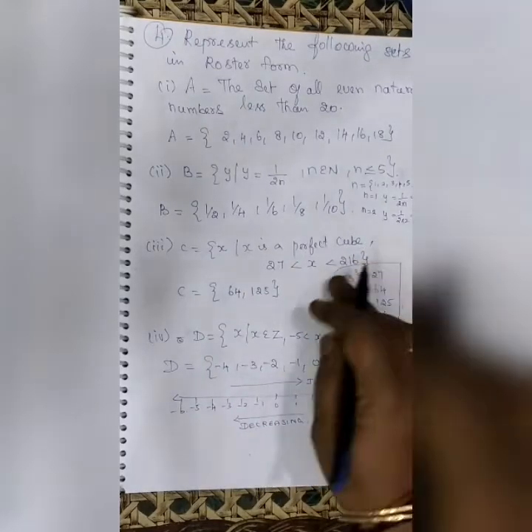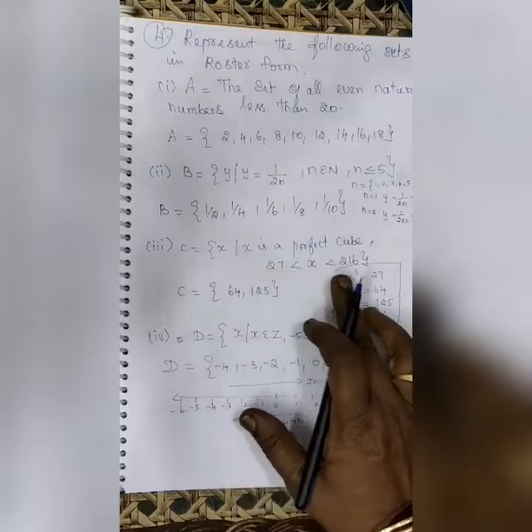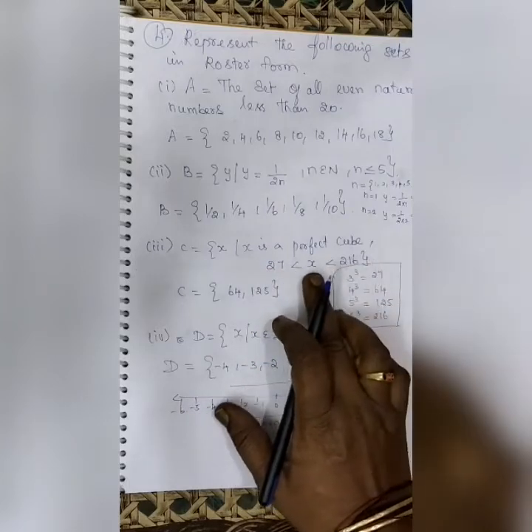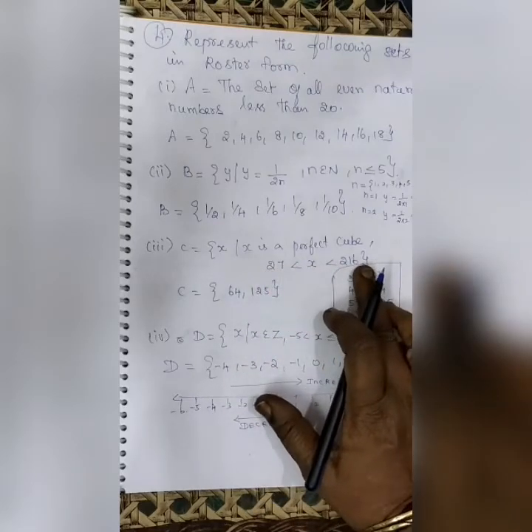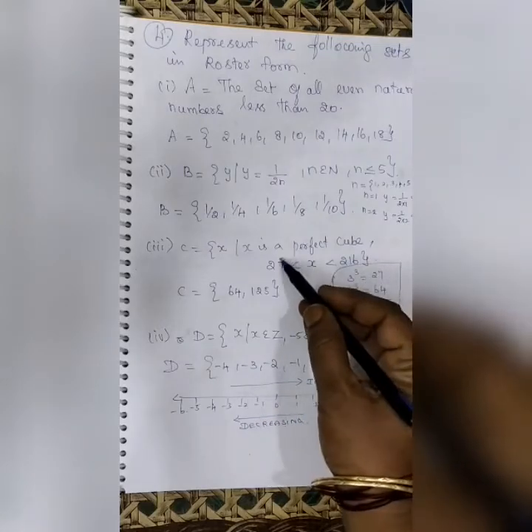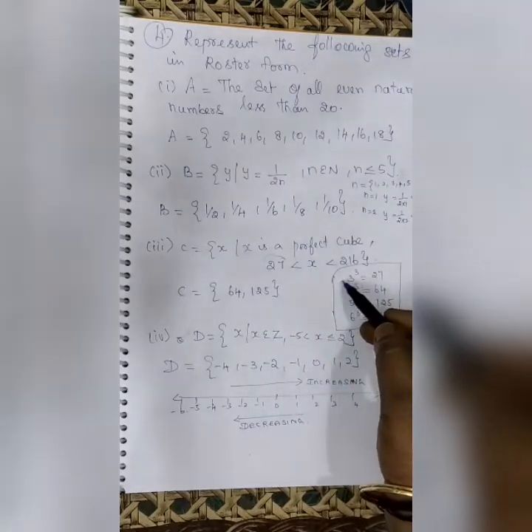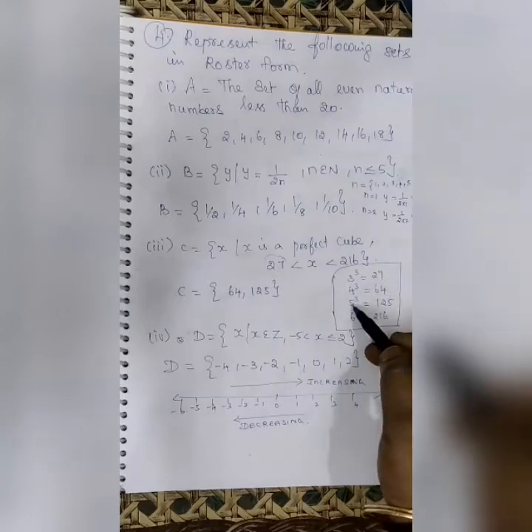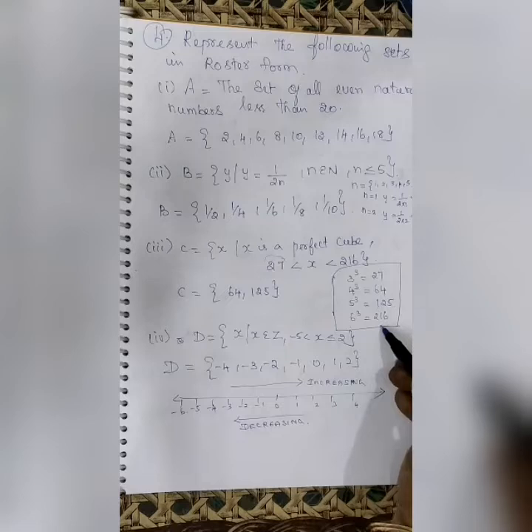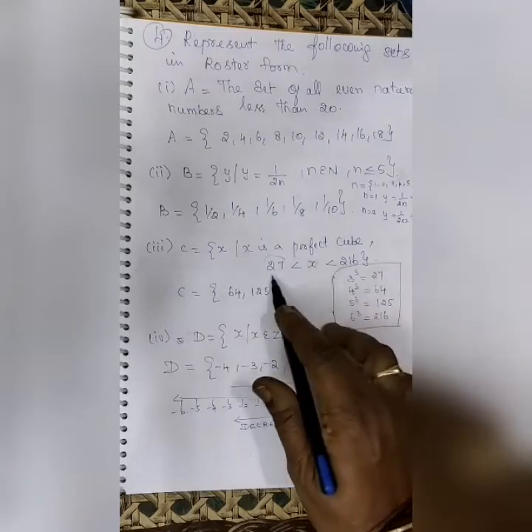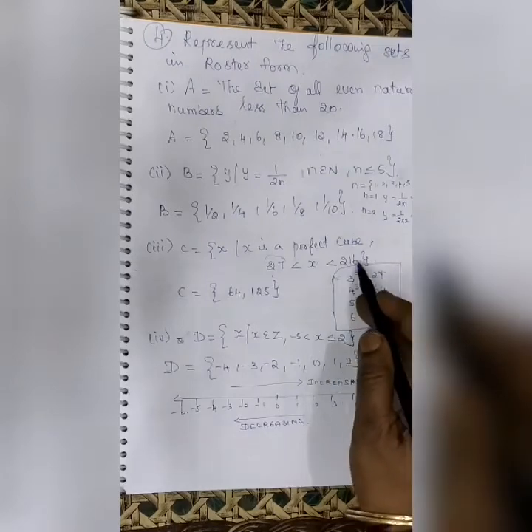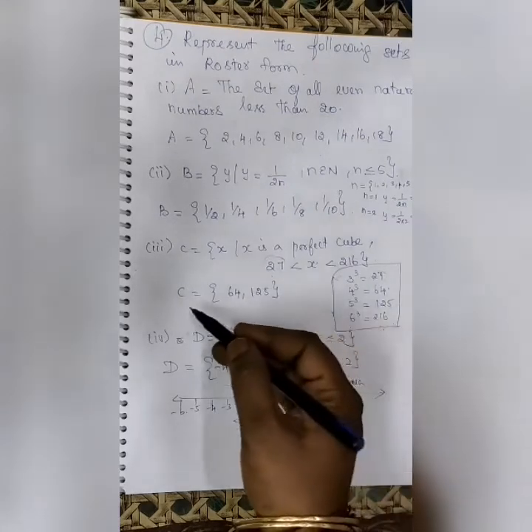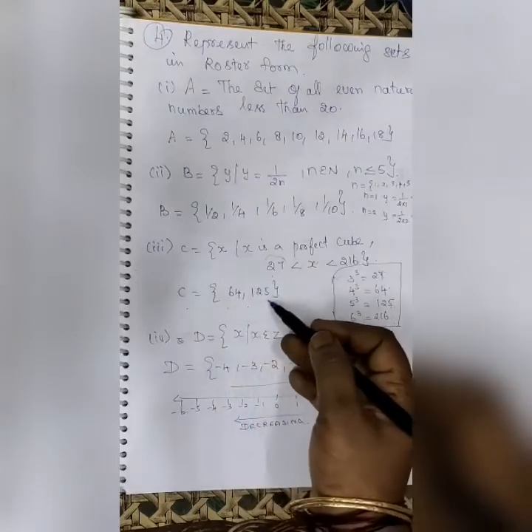The condition is given as x is greater than 27, less than 216. You have to read this as x is greater than 27, less than 216. Now we all know that 27 is 3 cube. So 3 cube is 27, 4 cube 64, 5 cube 125, 6 cube 216. x is greater than 27 means 27 should not be included, and also it is less than 216. So the numbers left over are 64 and 125. So set C contains 64 and 125.